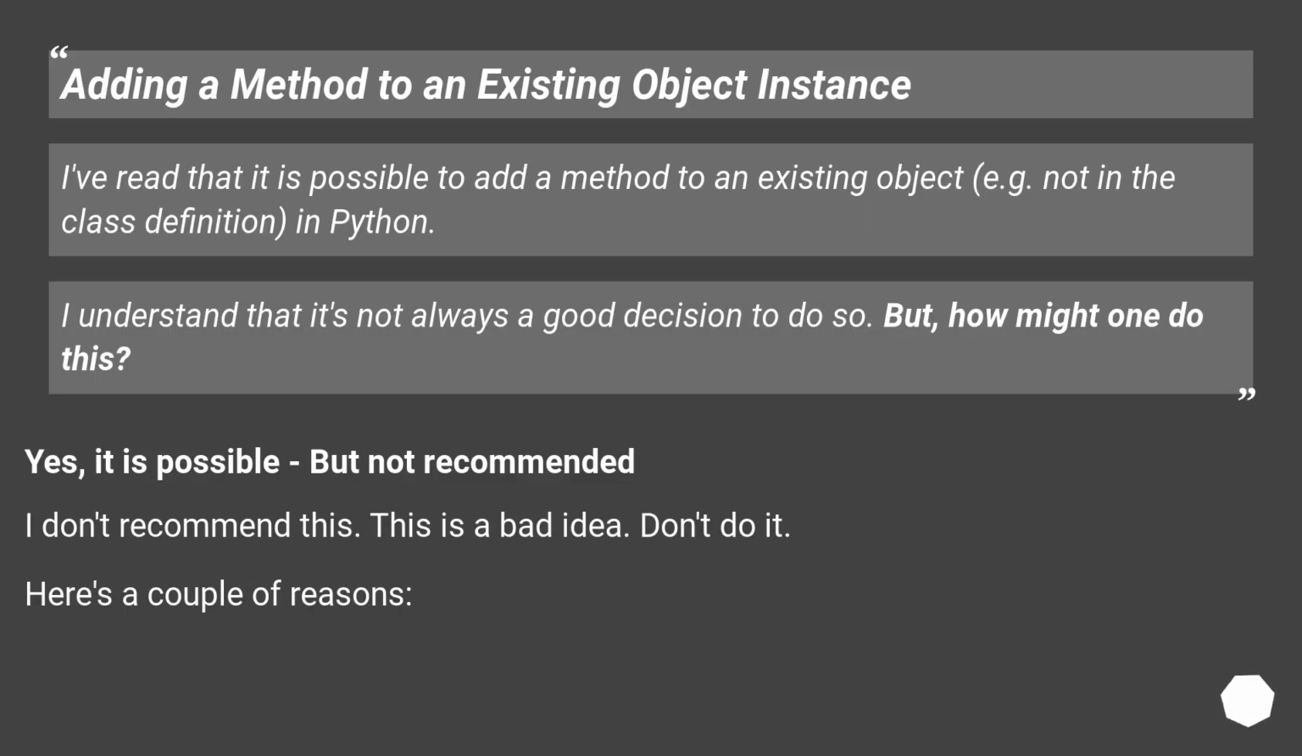Adding a method to an existing object instance. You've read that it is possible to add a method to an existing object, for example not in the class definition, in Python. I understand that it's not always a good decision to do so. But how might one do this? Yes, it is possible, but not recommended. I don't recommend this. This is a bad idea. Don't do it. Here's a couple of reasons.